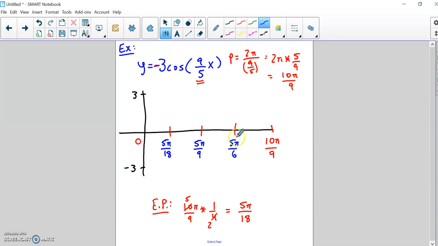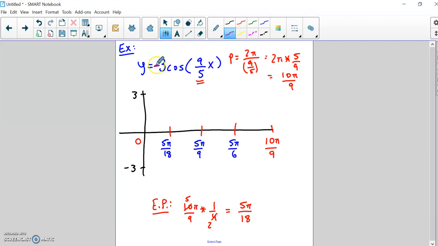Okay, so this is 15 pi over 18. If I add another 5 pi over 18, I get 20 pi over 18. But what you'll see is that simplifies down to 10 pi over 9. So when I'm done here, I've got 0 pi over 18, 5 pi over 18, 10 pi over 18, 15 pi over 18, and 20 pi over 18, which simplifies down to 10 pi over 9.